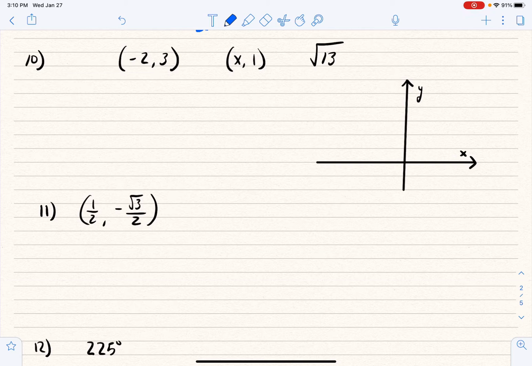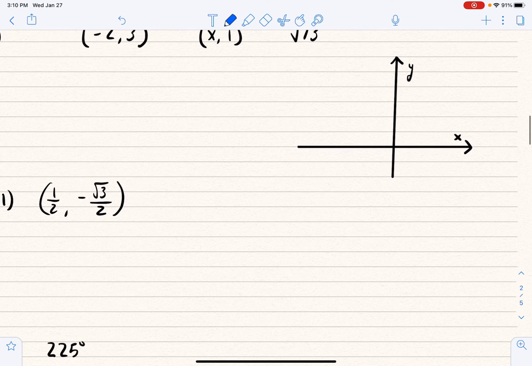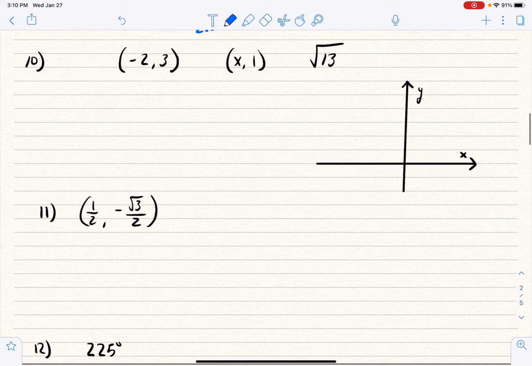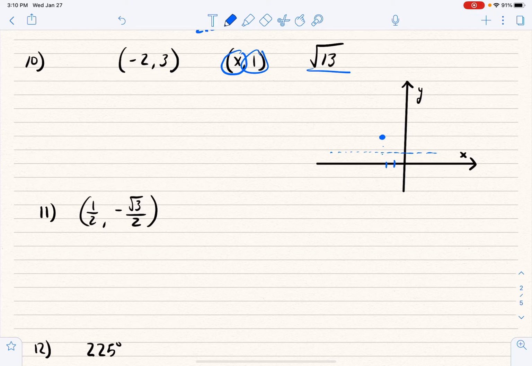And it says, okay, so if you got this one point at negative 2, 3, let's think about where negative 2, 3 would be. 1, 2, and then 1, 2, 3, somewhere around here. And then there's this other point that's at some x value and then 1. So we don't know where it's at, but we know the y value of it is 1. And it says, okay, we want to find out what x value this would have to be so that the distance is square root of 13.